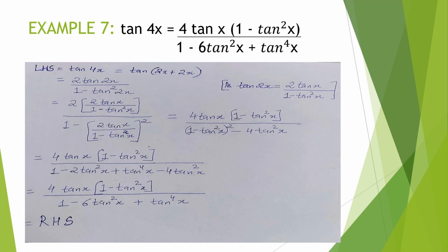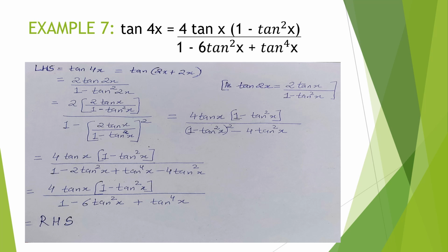Now we try to simplify the left hand side. Since tan 4x is given, we can write 4x as 2x plus 2x. Looking at the left hand side and right hand side, you will get an idea that from 4x you want the angle x. So the first thing is, 4x you will write as tan of 2x plus 2x. Now we have a formula, tan 2x is equal to 2 tan x upon 1 minus tan square x. Now here the angle is x.